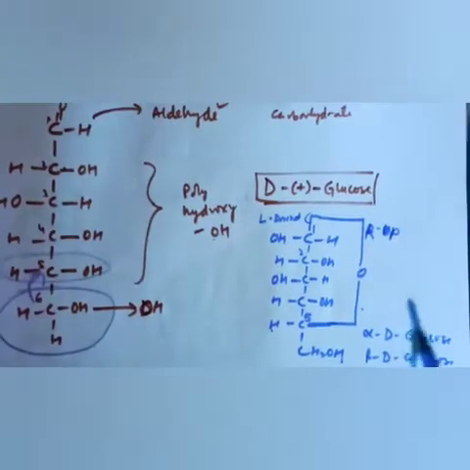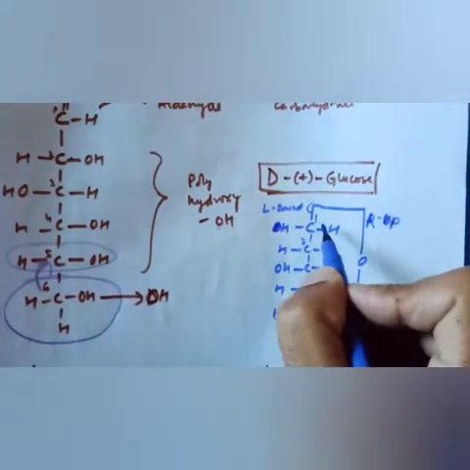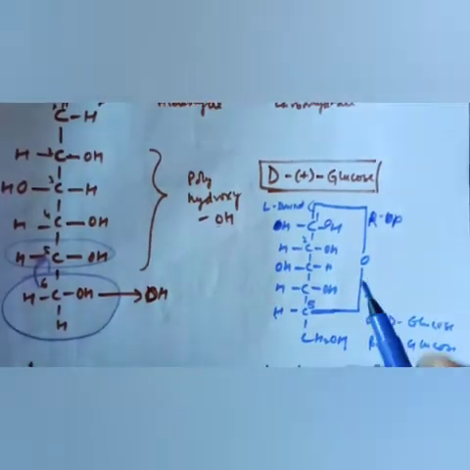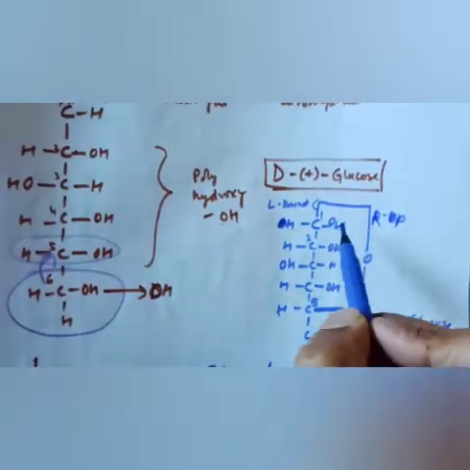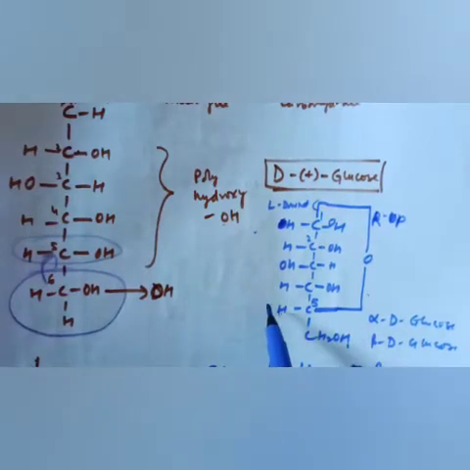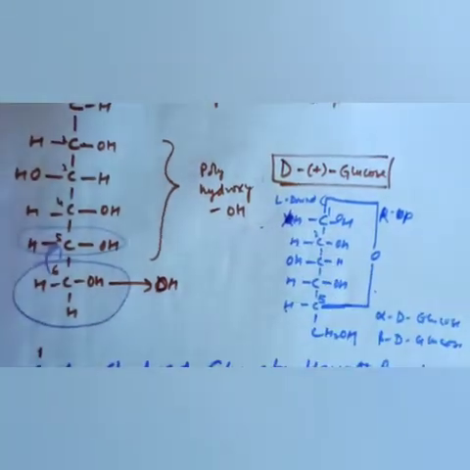Wait, sorry dear students, one small mistake we made. This is H, this is OH in alpha. In beta both sides will change. OH will change here in the first also, and OH will change in this also. So don't be confused.